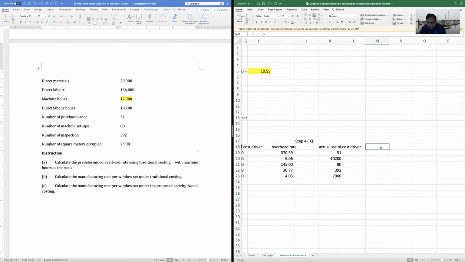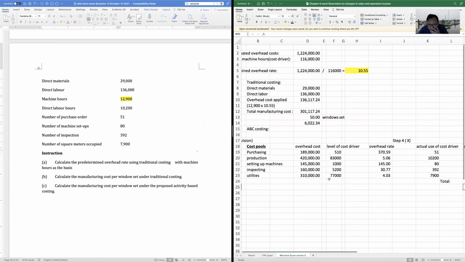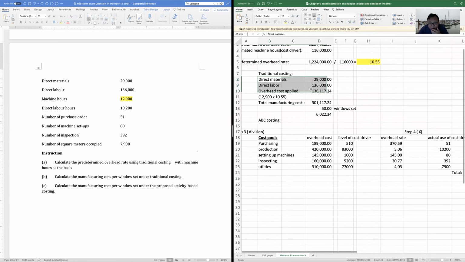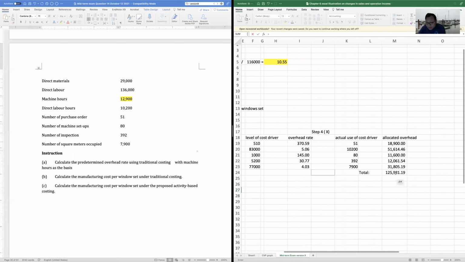Okay, so now my allocated overhead cost. Use multiplication, right? Use this times this. And then what's the total? Just need to sum up these numbers. This is the total applied overhead cost, okay? So now let's do it again. Direct materials is still the same, direct labor is the same. Overhead cost applied, we figured this out, is this number.